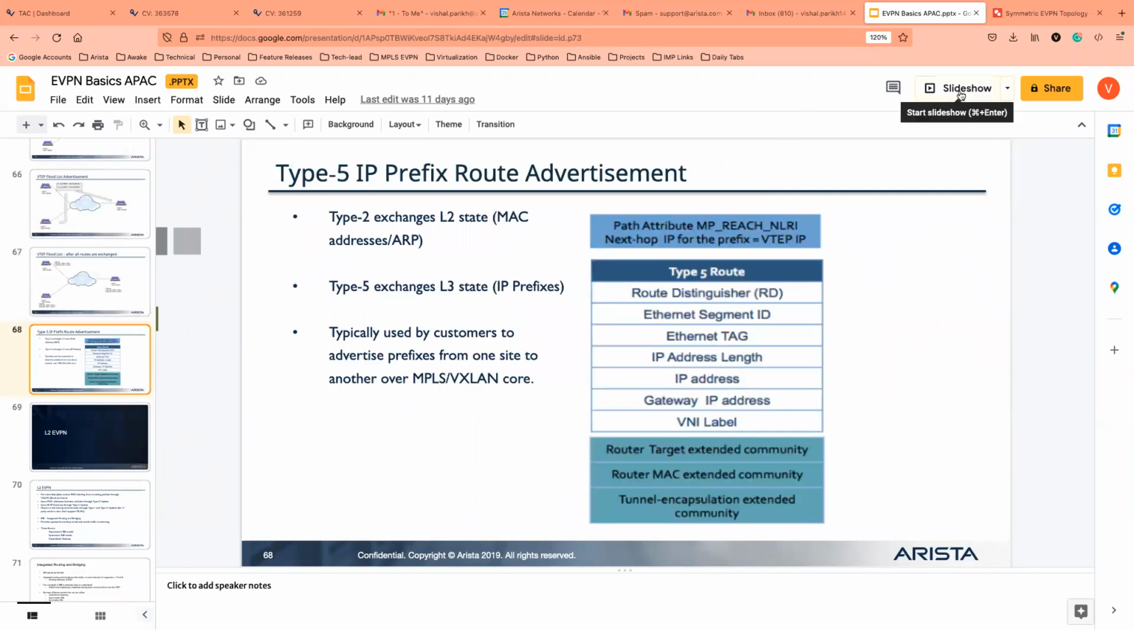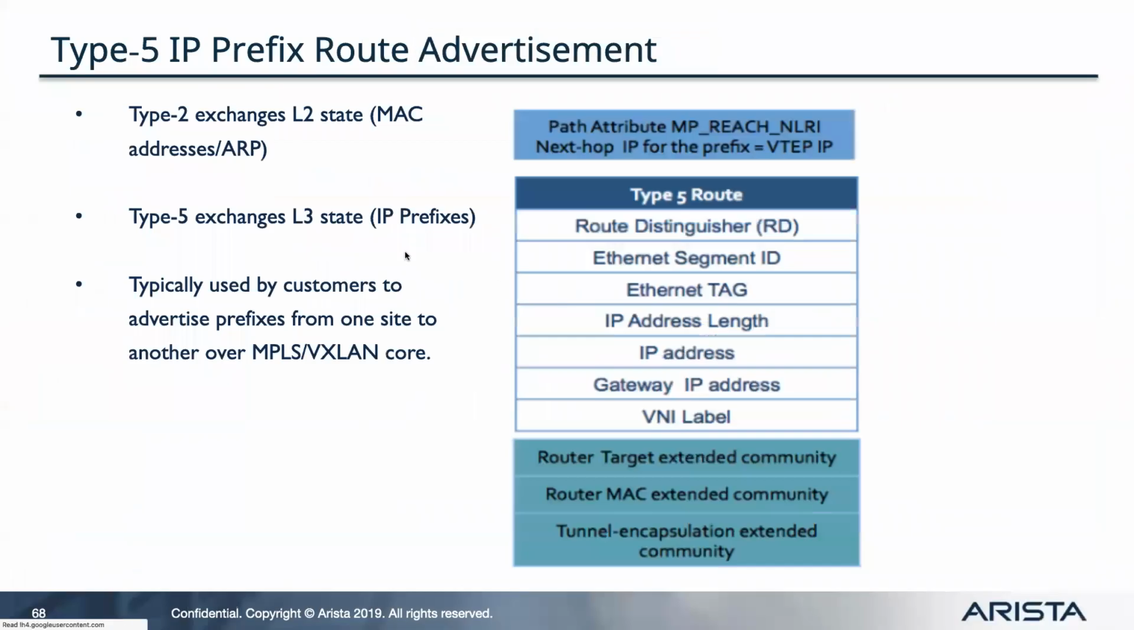Okay. So now let's discuss type 5. Type 5 is used for L3 EVPN, Layer 3 EVPN. In L2 EVPN, we were exchanging MAC address and IP, ARP information, ARP and MAC routes, and also flood list information. In type 5, we will advertise IP prefix information.